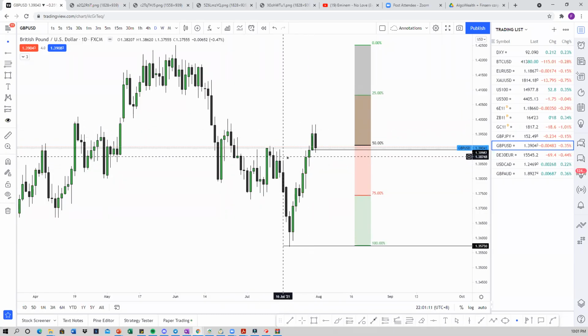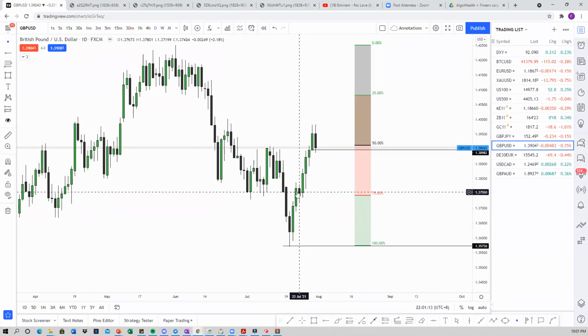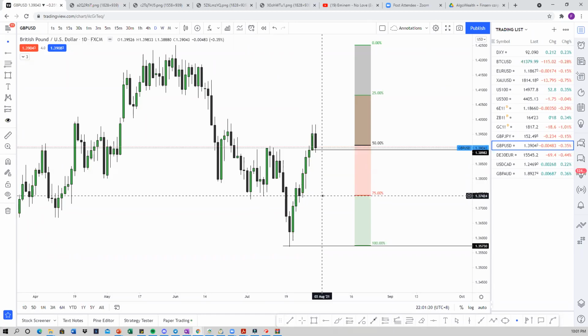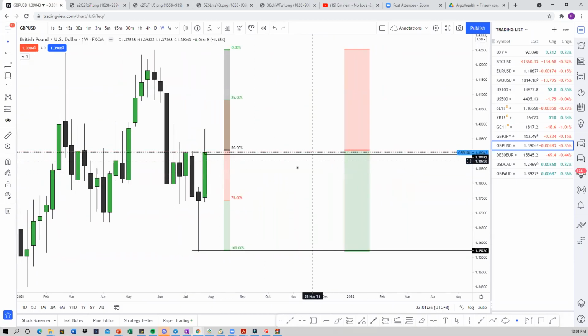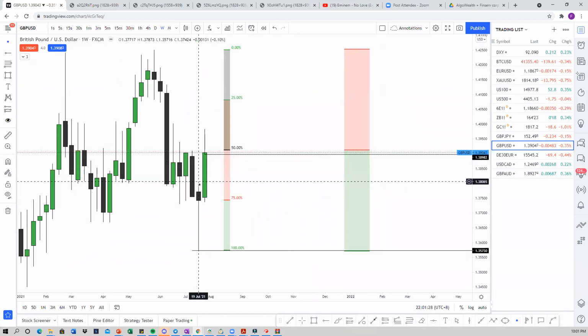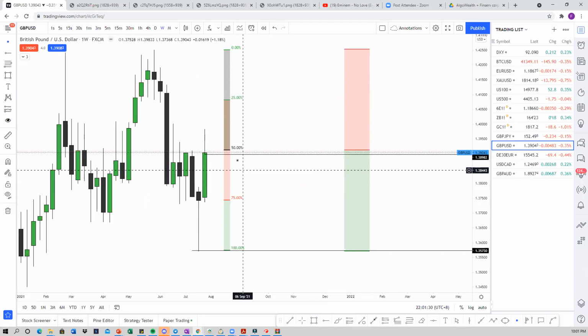So in terms of GBP USD, what do we have? We have this bullish order block here, right? We have a bullish order block over here for price to trade to, right? But then if you look at the weekly chart, what do you have? Bullish order block here. So let's draw it out.